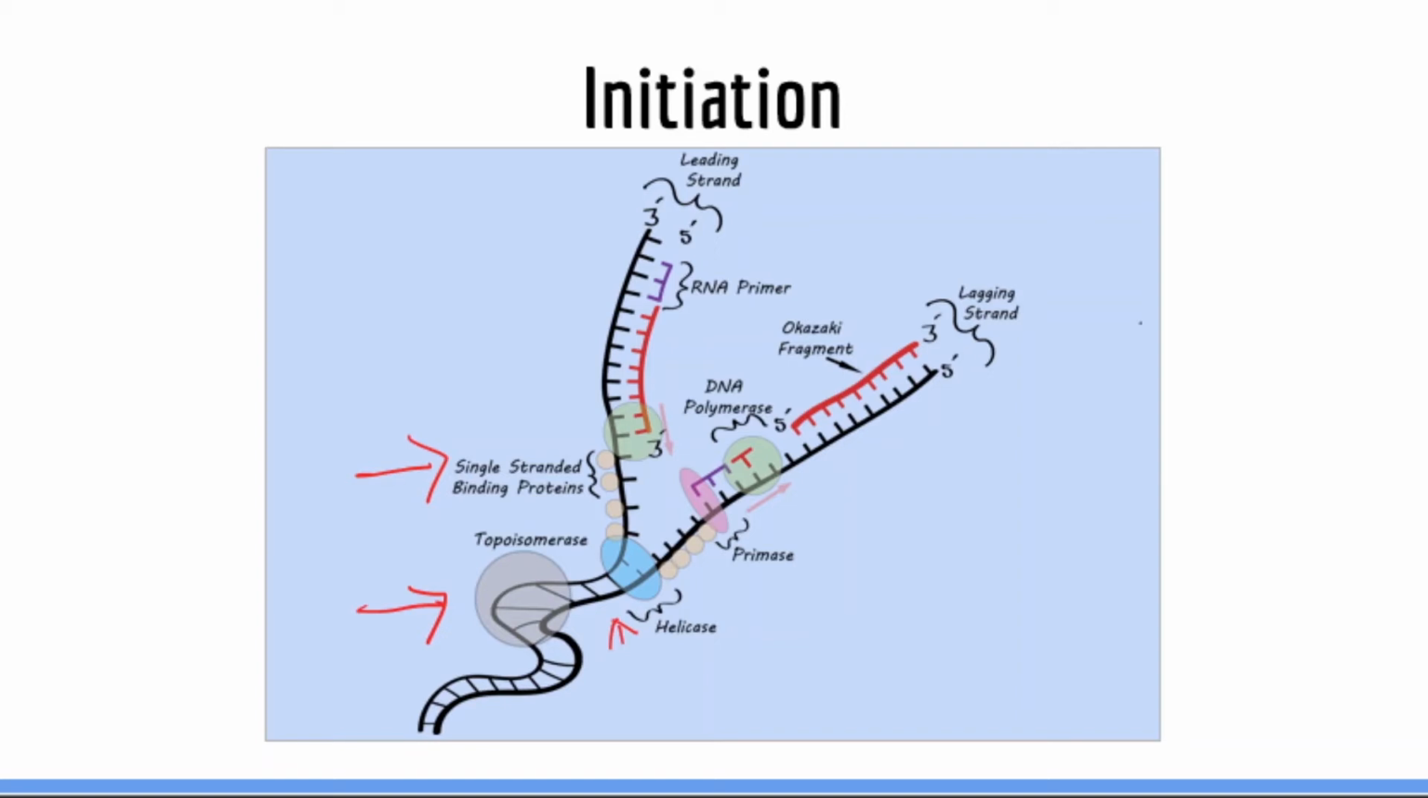The consequence of this is that one strand is made continuously because it is synthesized in the same direction that helicase opens up the DNA molecule. This is the leading strand. The other strand is synthesized in small sections called Okazaki fragments because it must be synthesized in the opposite direction that the helicase molecule opens up DNA.